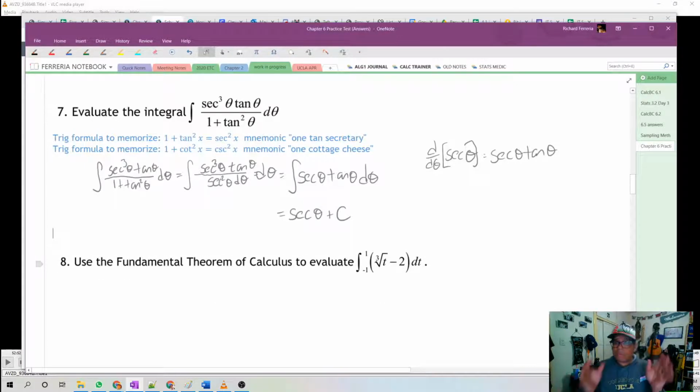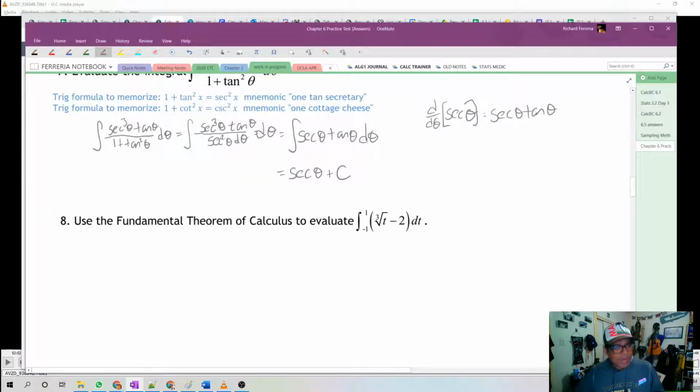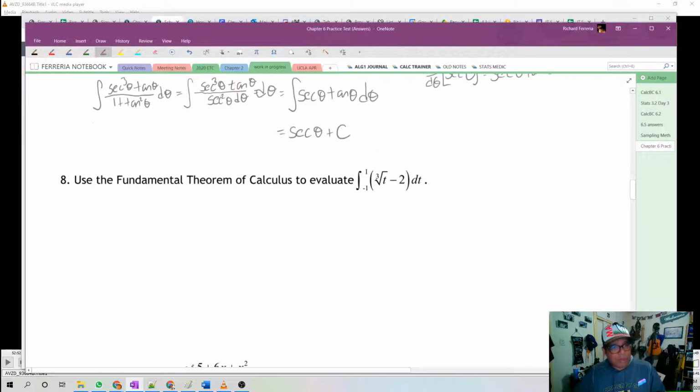Yeah, if the derivative of f is g, then the antiderivative of g is f. That's the way antiderivatives work. That's the way integrals work. Number 8 is kind of worded in a way that's going to confuse people. It says to use the fundamental theorem of calculus to evaluate this.